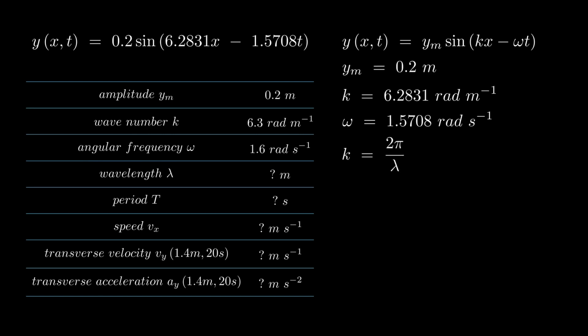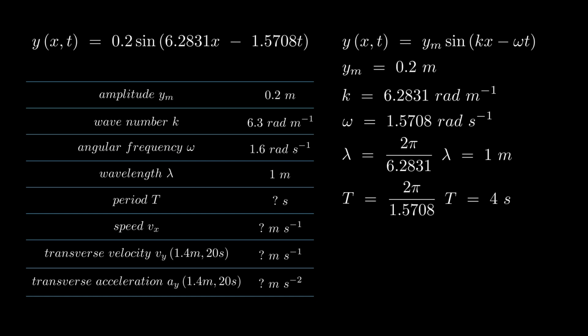We can utilize the wave number to determine the wavelength using the given expression, resulting in a value of 1 meter. From the angular frequency, we can calculate the period of the wave using the provided expression, which equals 4 seconds.